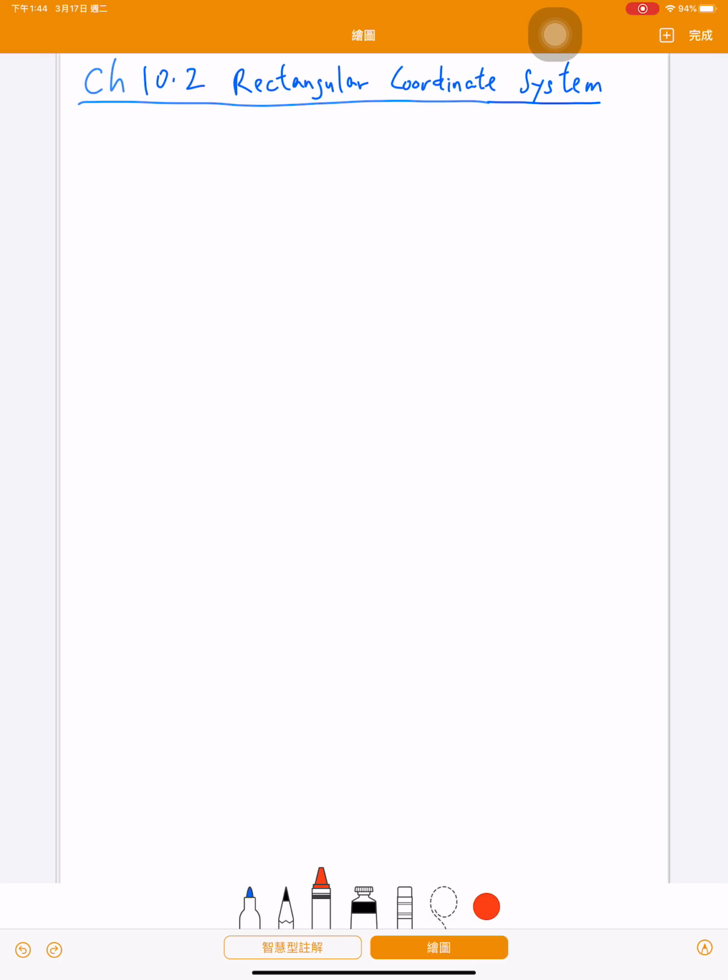Hello everyone, we are going to talk about Chapter 10.2 Rectangular Coordinate System. This one is the main dish of this chapter. And first of all, what is the meaning of coordinate?